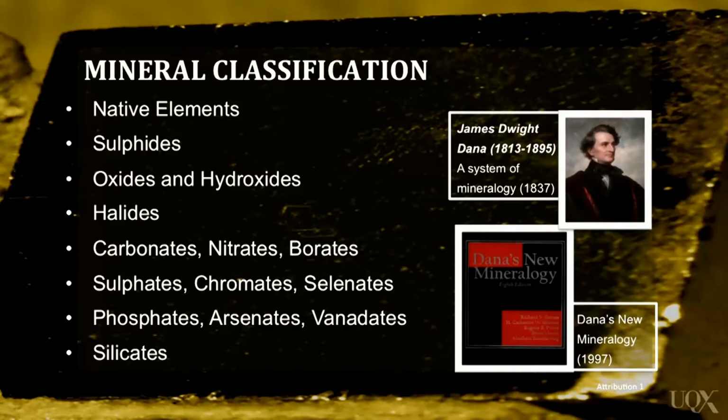The organisational structure created by James Dwight Dana is widely accepted as a classification system for minerals. This was first published in 1837, with the latest edition, the 8th, published in 1997. The Dana system is based on chemical structure. The 8 mineral groups start with the simplest minerals chemically, native elements, and end with silicates, the largest class of rock-forming minerals.